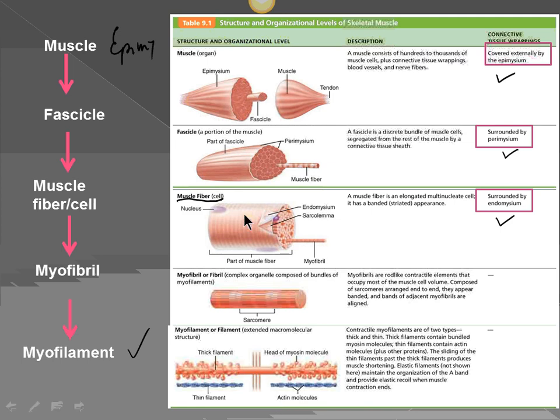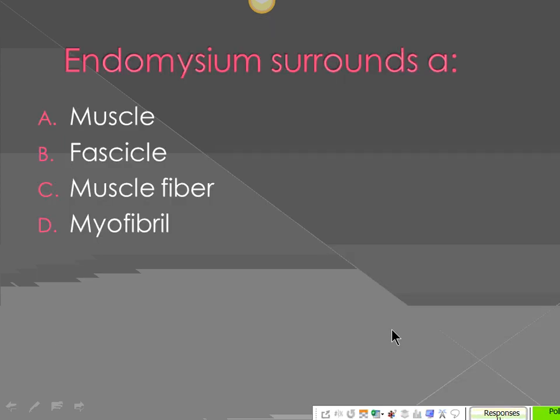It's only up to here that we have coverings. Notice, only up to the muscle fiber you have coverings. These parts, the myofibril and myofilaments, don't have any coverings of their own, okay? Now, let's answer this question as a review. So this is one kind of question, which means that you must know what epimysium covers, you must know what perimysium covers.